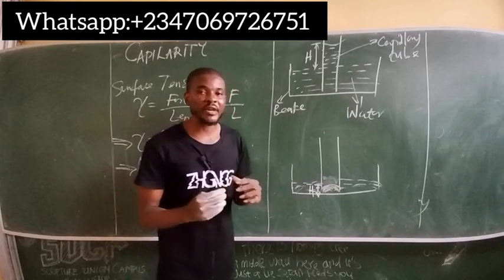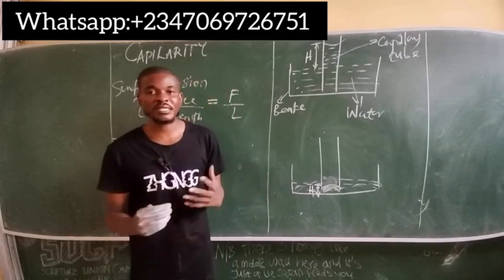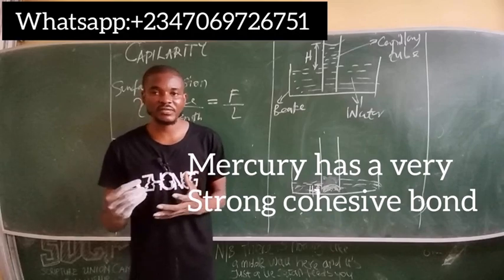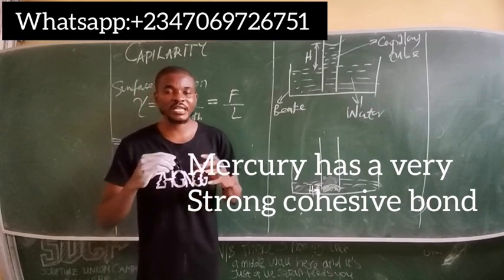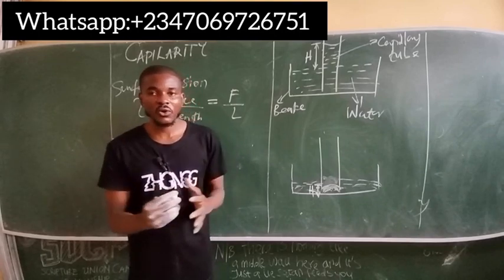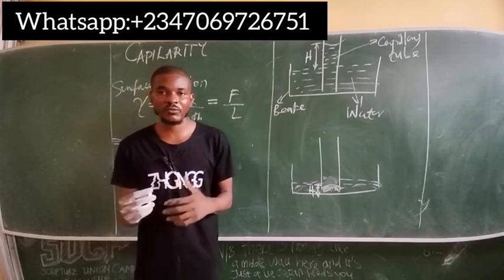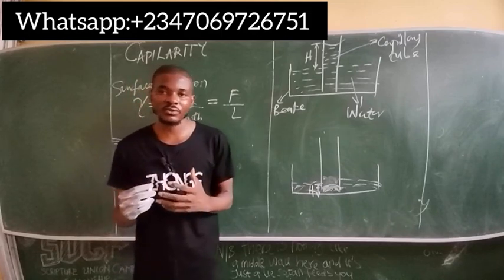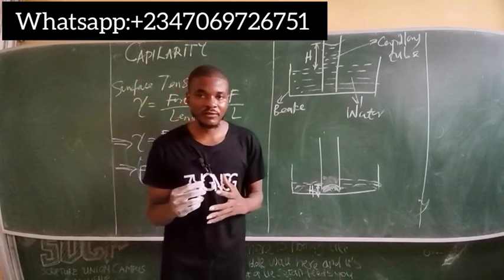The major reason why the height of mercury drops in the capillary tube is simply because mercury has very strong cohesive forces amongst itself. So it tends to cling to itself when it comes into contact with glass or a tube. Because the cohesive force between mercury molecules is very strong, they tend to cling to themselves.